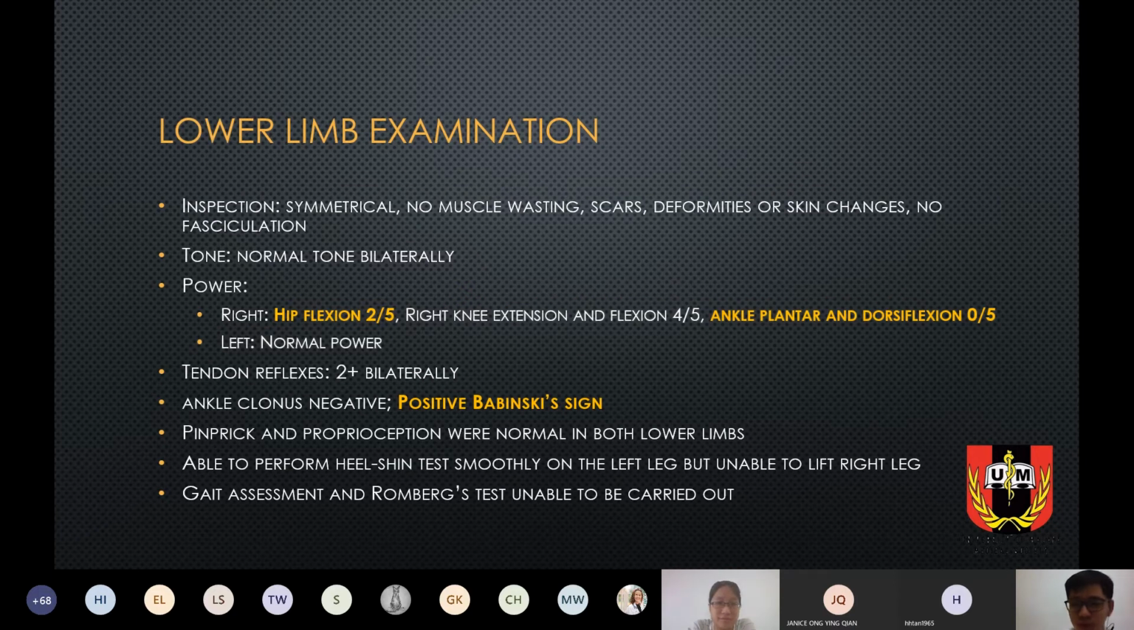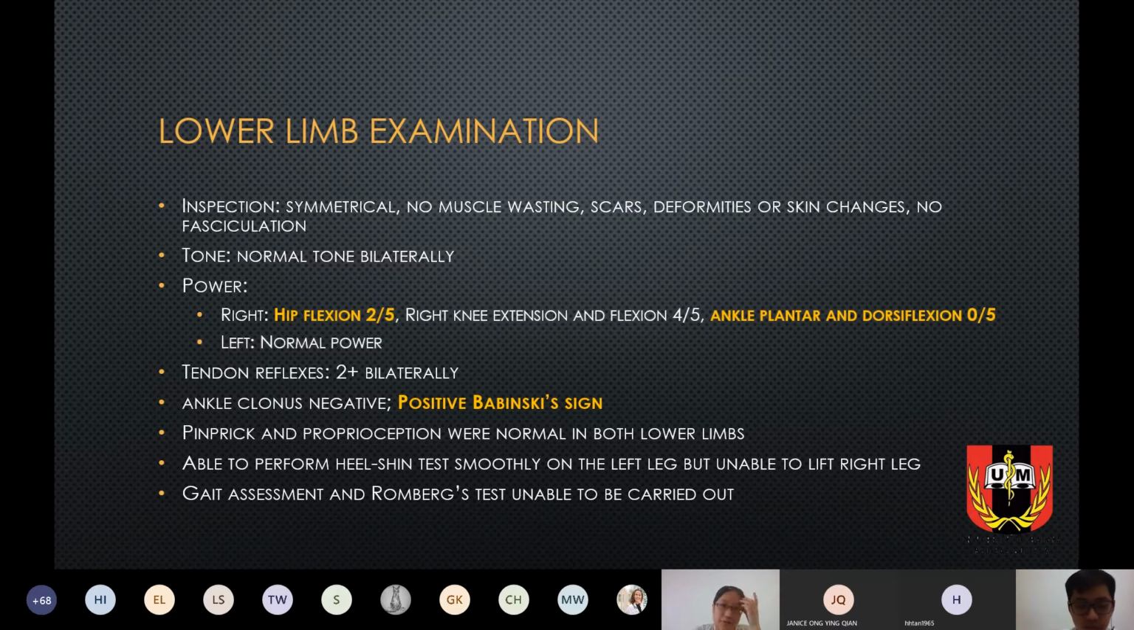Yep, sure. Okay, so this is the lower limb examination. So again, inspection is symmetrical, no muscle wasting, no scars, no deformities or skin changes, no fasciculation. Tone also bilaterally normal. Power of the hip flexion is 2 out of 5. Right knee extension and flexion is 4 out of 5. And the ankle plantar and dorsiflexion is 0 out of 5 according to MRC grading. Left is normal power. Tendon reflexes are 2+ bilaterally. Ankle clonus negative, positive Babinski sign. Pinprick and proprioception is normal. Able to perform heel shin test smoothly on the left leg but cannot do it on the right leg. Gait assessment and Romberg test unable to be carried out because the patient is a high risk patient.